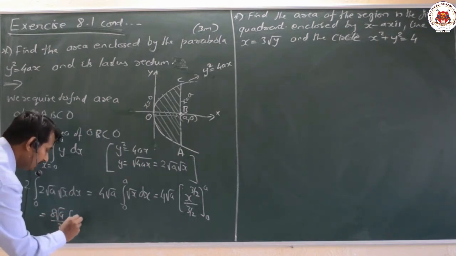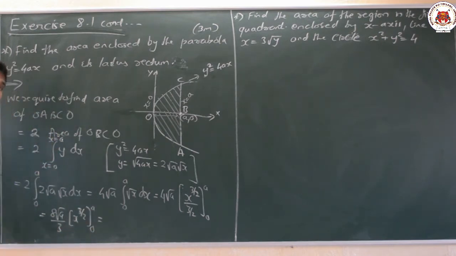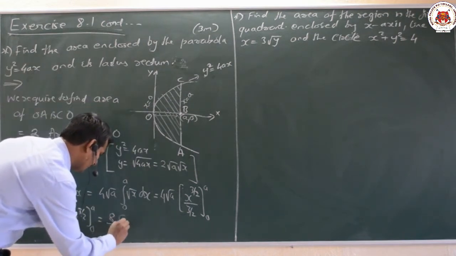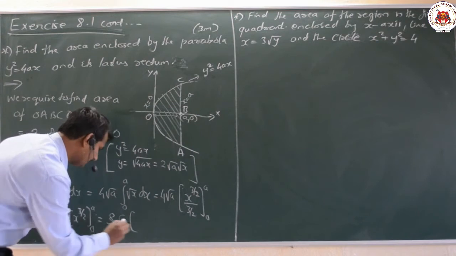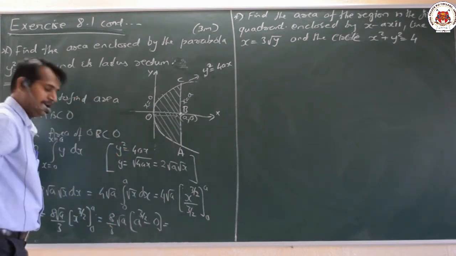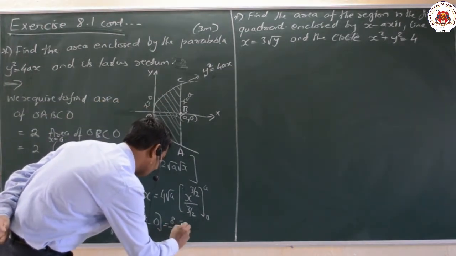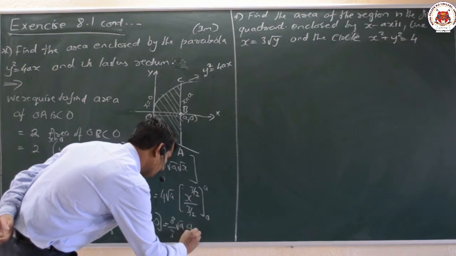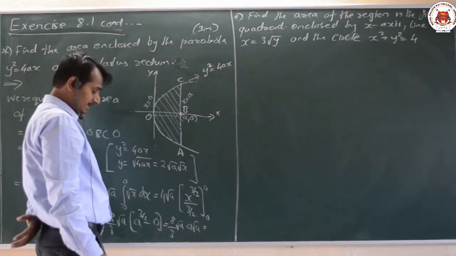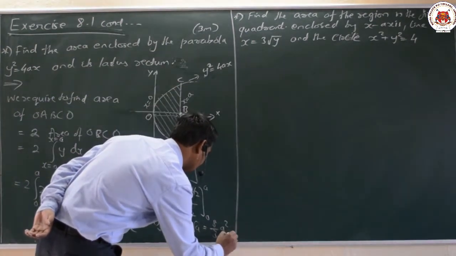Now between the limits, x to the power of 3 by 2, 0 to a. Now you substitute both upper and lower limits. What we get here is 8 by 3 root a, upper limit value, that is a to the power of 3 by 2 minus 0. So a to the power of 3 by 2 we can write as a into root a, so 8 by 3 root a into a root a, root a into root a is a, becomes a square, that is 8 by 3 a square.